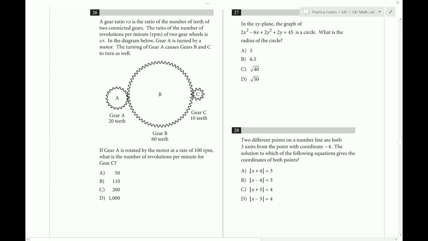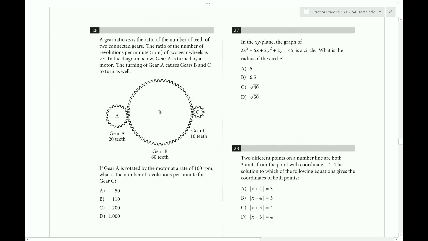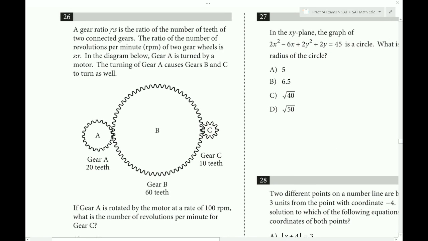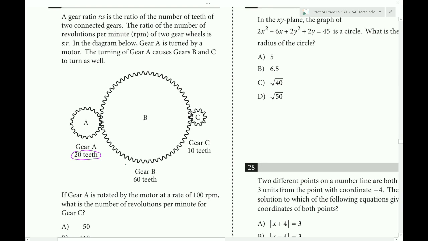All right, a gear ratio. If gear A is rotated by the motor at a rate of 100 RPM, what is the number of RPM for gear C? Okay, so a gear ratio R to S. The RPM would be S to R, so it kind of reverses, right? So here's 20 teeth to 60 teeth, so that's like a 2 to 6 ratio. In other words, a 1 to 3 ratio. So then the speeds would be at a 3 to 1 ratio, right?